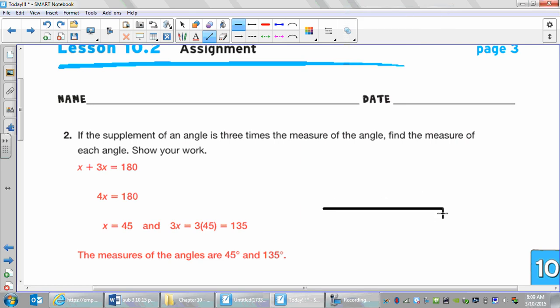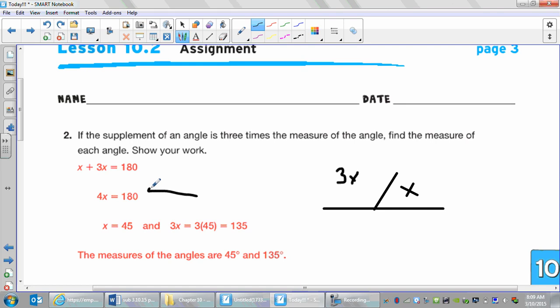All right, so on this one, I helped most people draw a picture. For the acute angle, we had x, and then we knew this one was 3 times bigger. So then we knew that this would be 3x. Well, x plus 3x is 4x. If the whole thing equals 180 and x equals 45, make sure you answer the question.